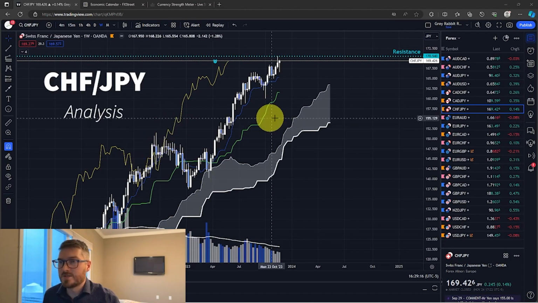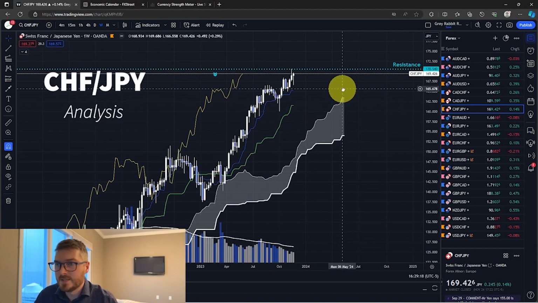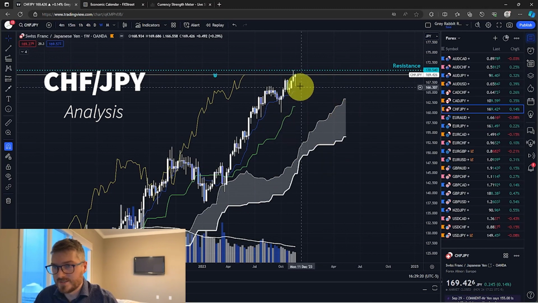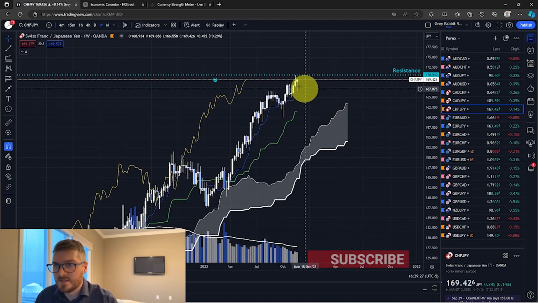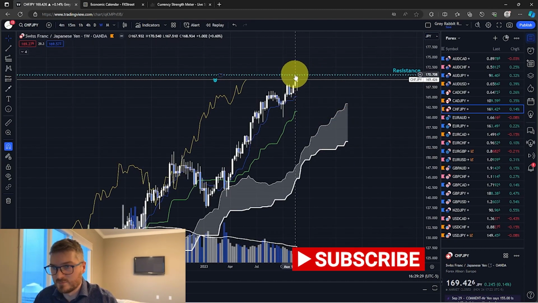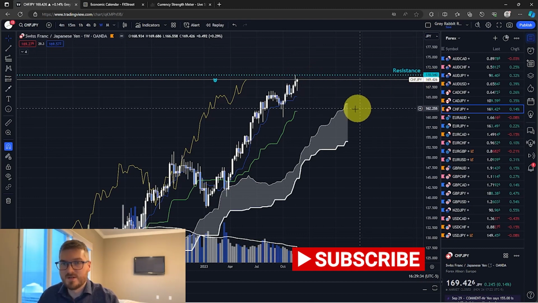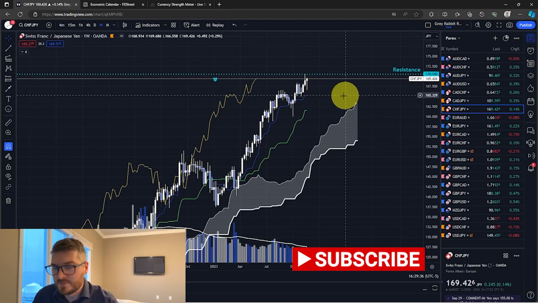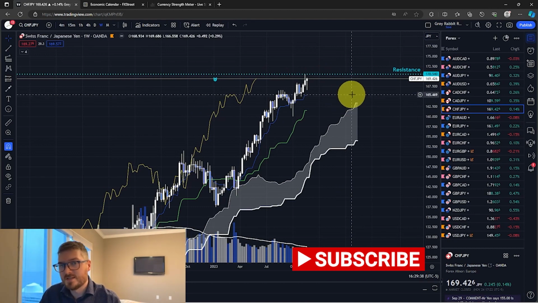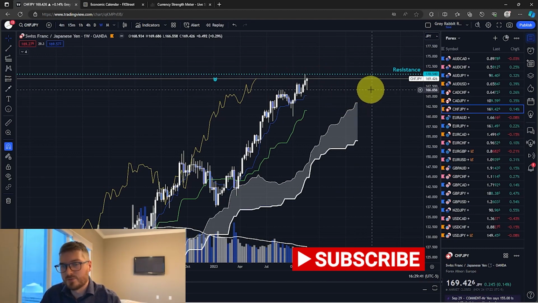Okay, here we are, Swiss franc, Japanese yen on the weekly. Overall, this is a bullish trend. Price is above the Tenkan-sen, but the Tenkan-sen and the Kijun-sen are both flat. Senkou span A and B are both flat. And we have a long wick here that was resisted at this level here, which is the 170.540 level. And guys, lately the Japanese yen, all the pairs have been pretty volatile.